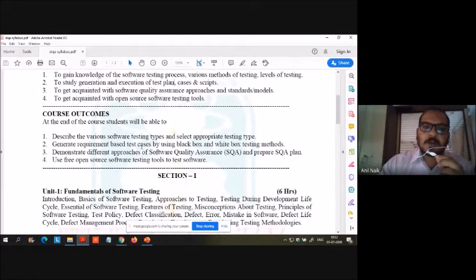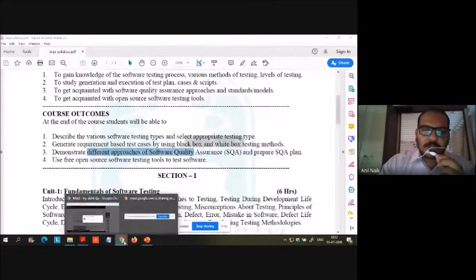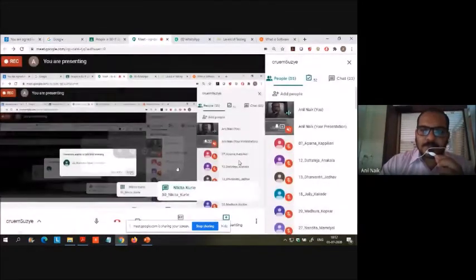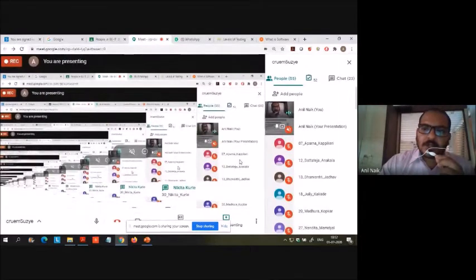You will study various software testing types and select appropriate testing types for testing the software. You can write test cases by using black box and white box testing techniques. And you use different approaches for software testing quality assurance. In the software engineering subject also, you went through some of the basic concepts of software testing.